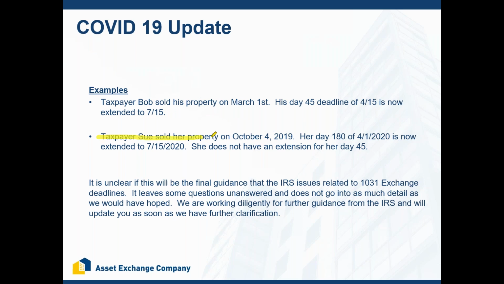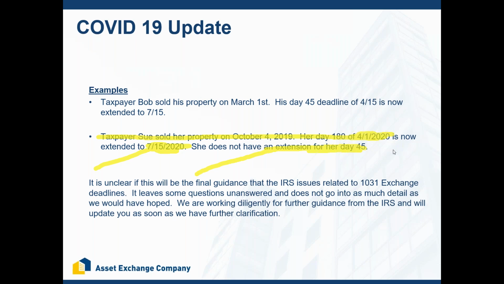Now, let's look at scenario number two. We've got a lady named Sue. She sold her property way back in October. Her day 180 falls on April 1st, which is in our sweet spot. So her day 180 is automatically extended to July 15th. Now, the problem is she gets no relief on her day 45 ID letter. Okay, that's a bummer, right?